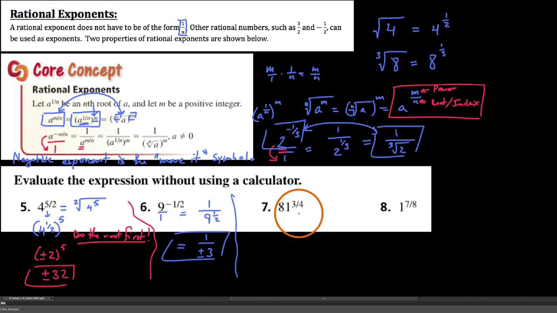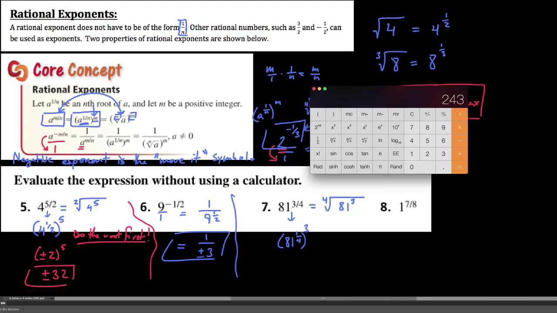Let's take a look at our 81 to the 3/4, which, by the way, I do want to rewrite here. This is also 81 to the 3rd power, the 4th root. But I want to evaluate it in this sense. And again, what we're going to do is the root first. So we say 81 to the 1/4, and we're going to take that to the 3rd power. So 81 to the 1/4, we're saying what is the fourth root of 81, or what could I take times itself 4 times and get 81?